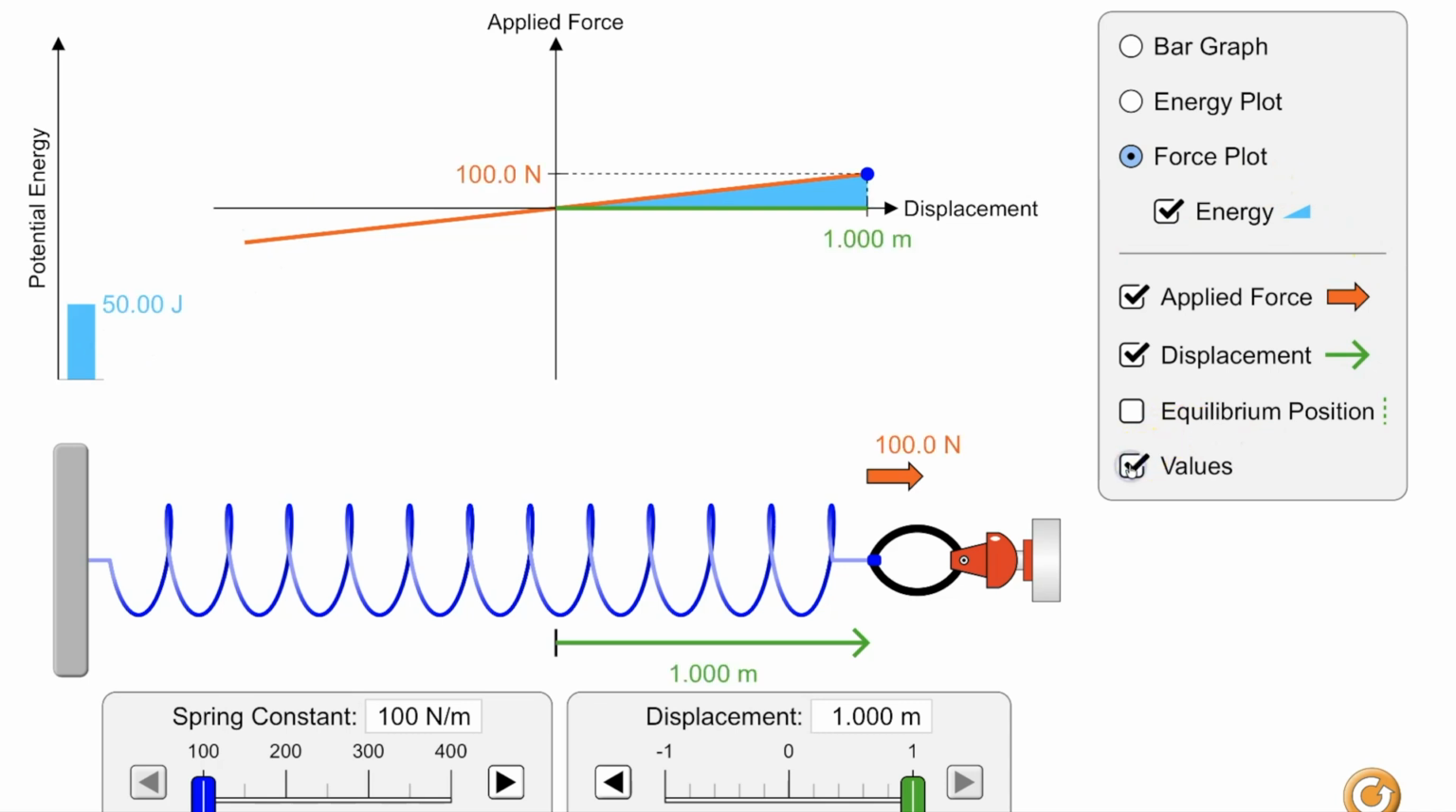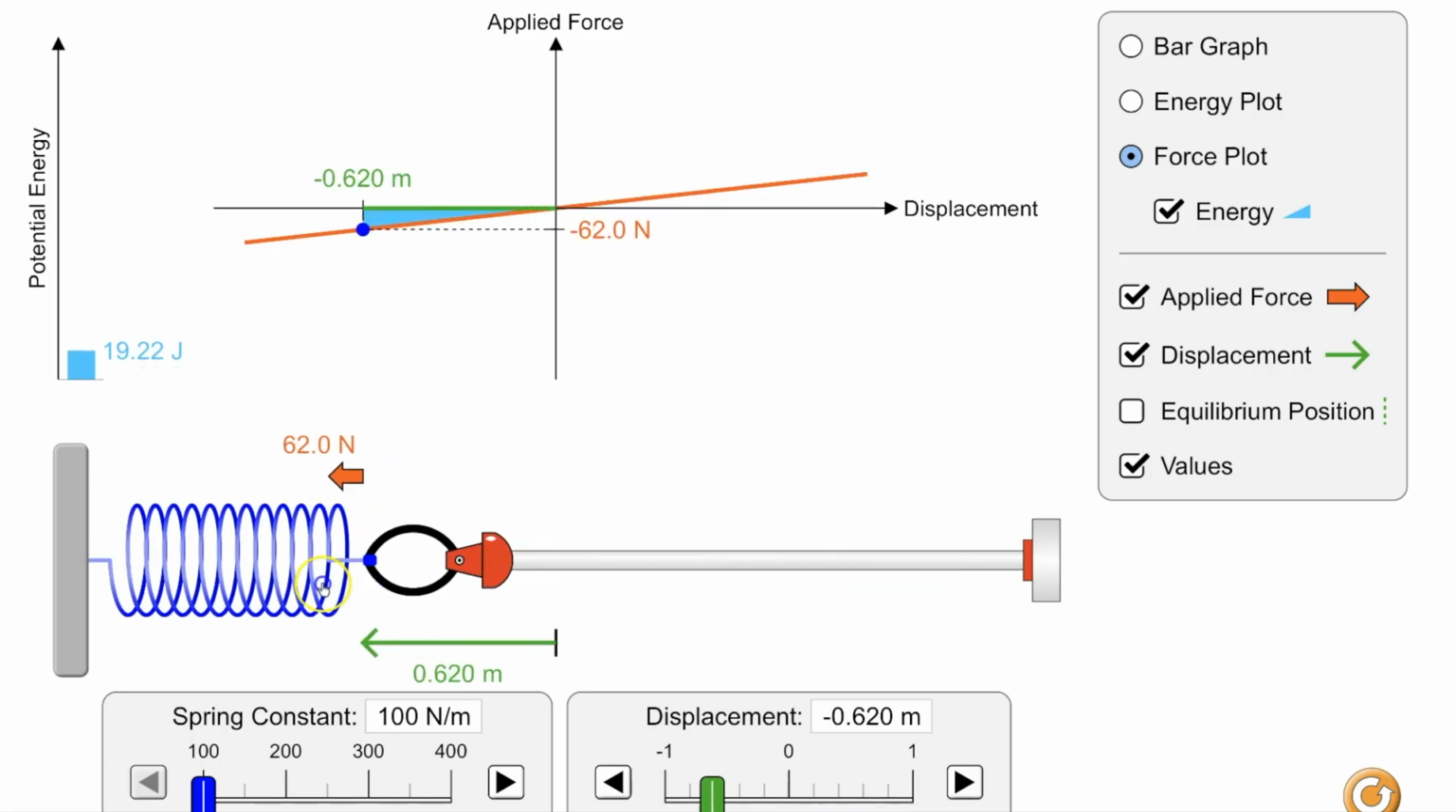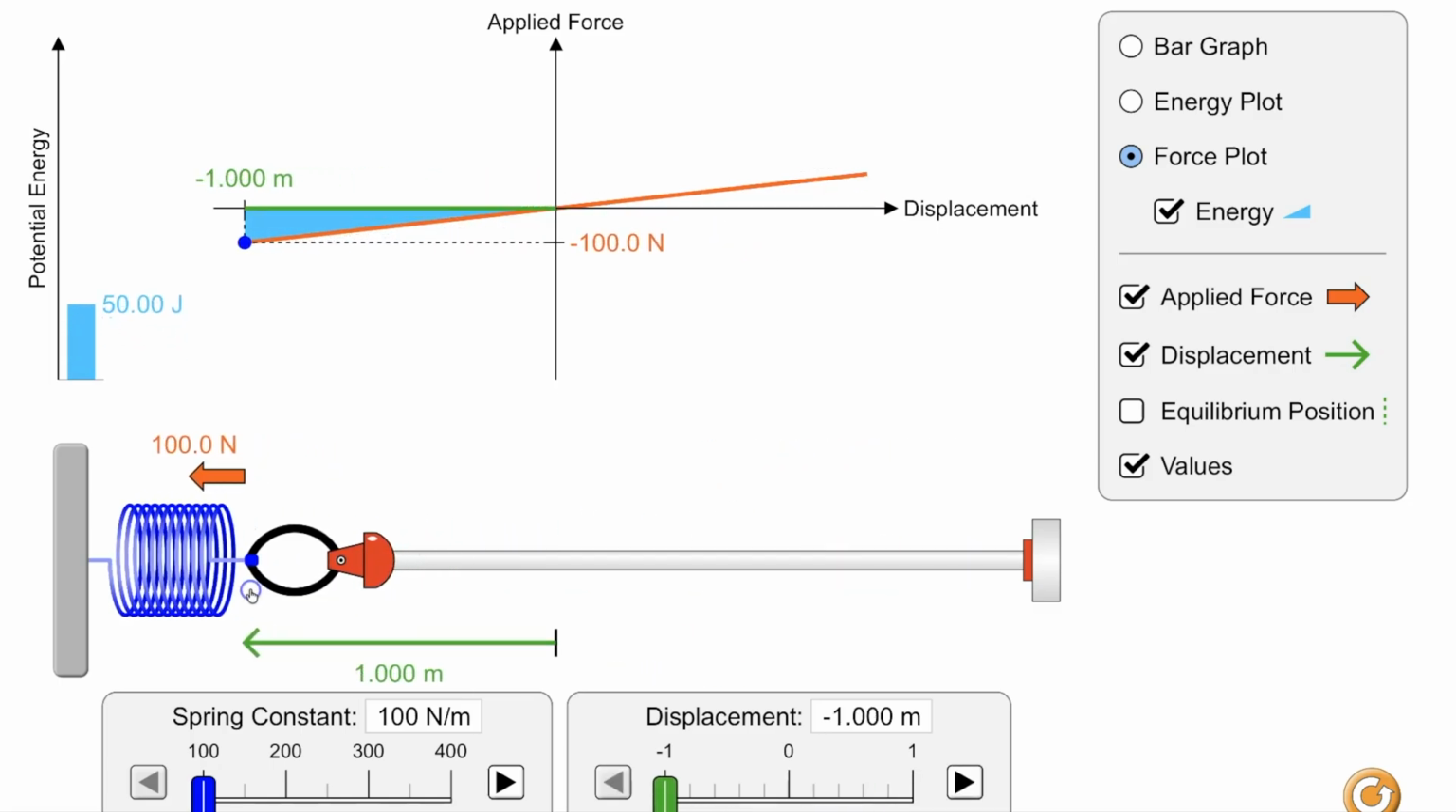Now, if you get the values, you can see that it's 50 joules. This right here is 1 meter, this is 100. This would be my base, and this would be my height. The area of this triangle will be 1/2 times 1 multiplied by 100, which is 50 joules right there. And if I go and compress it, both of these are now negative, and the energy is still positive, because this is going to be 1/2 of -1 times -100.